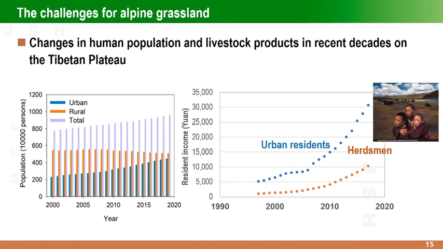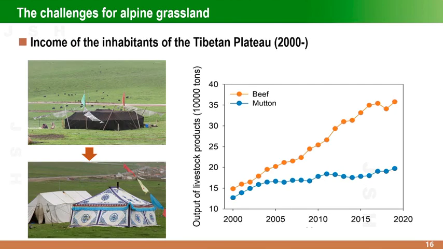Great. So this change is just because of their lifestyle changes. Before, the local herdsmen lived a simple life, but with the advance of technology, they pursue more comfortable lives. And the products, like beef and mutton, are also increasing sharply.